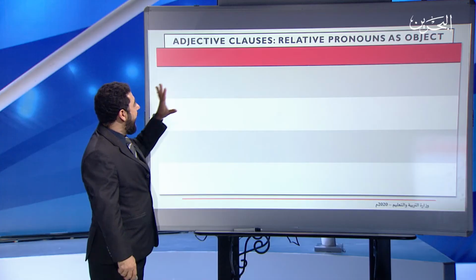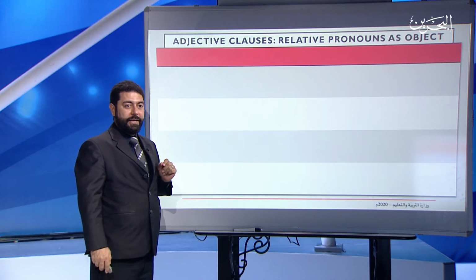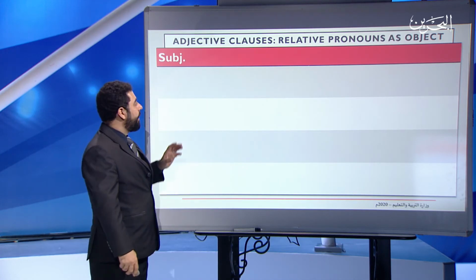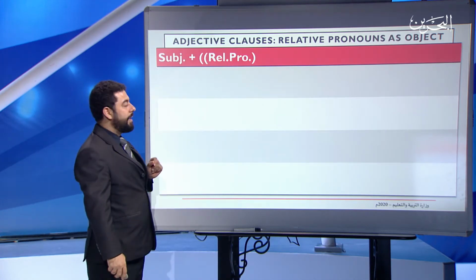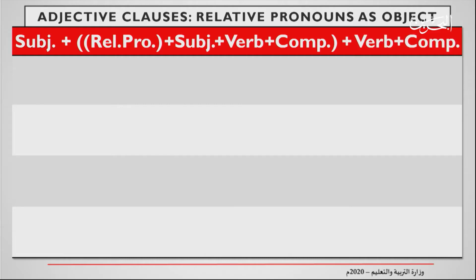All right. Adjective clauses, relative pronouns as objects. Okay, we start with the subject and then a relative pronoun as object. Okay, plus subject, plus verb, plus complement. Now, this is the adjective clause. You know that because it is between parentheses. Okay, plus the verb, plus complement.